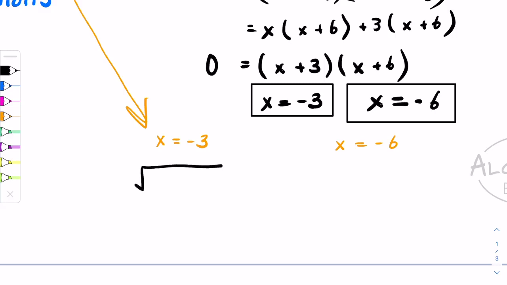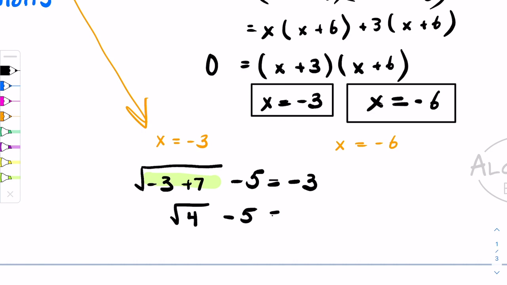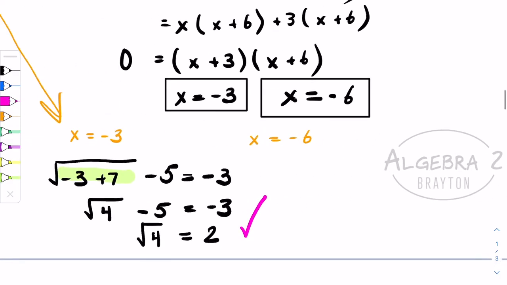This gives us the square root of negative 3 plus 7, minus 5 outside of the radical, and that's equal to negative 3. So the radical expression will be the square root of 4 minus 5 equals negative 3. Add 5 to both sides. The square root of 4 is equal to 2, and that is true because the square root of 4 is 2. So we know that x equals negative 3 is a solution.